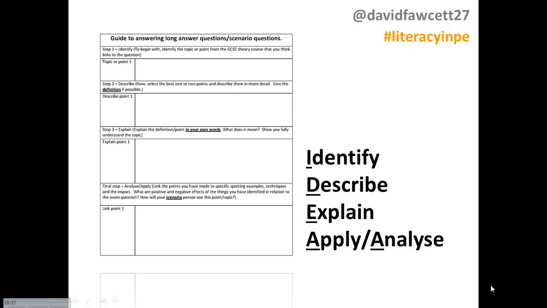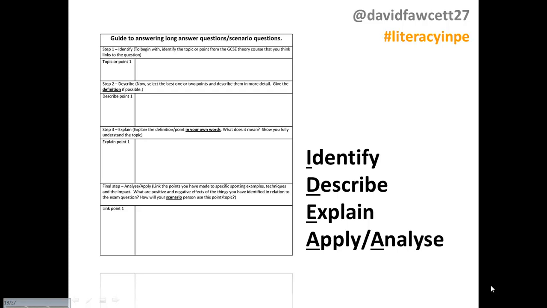And what we're asking students to do is pick one of those points at a time and talk through it in a really detailed way. Do it again for a second point, and maybe a third time for a third point, but maybe in less detail. So let's talk through an example of how that answer may look. For the identify stage, they may just identify that specificity is one of the things they want to talk about in their exam answer.